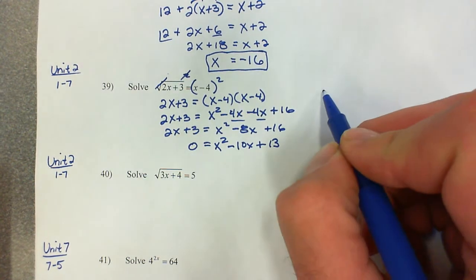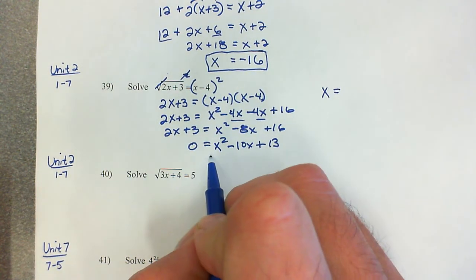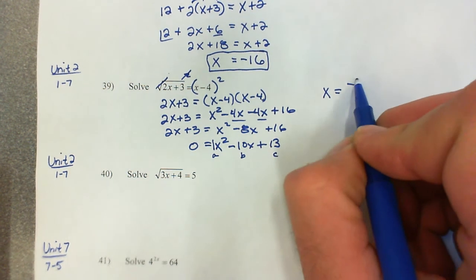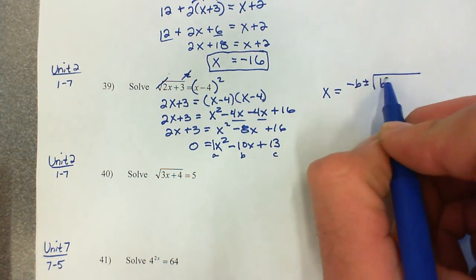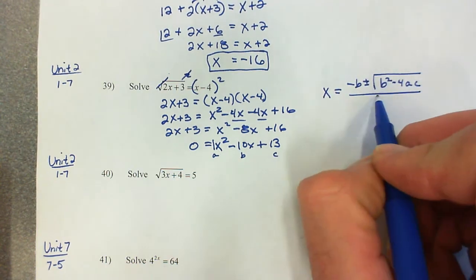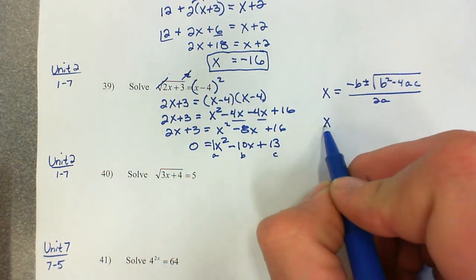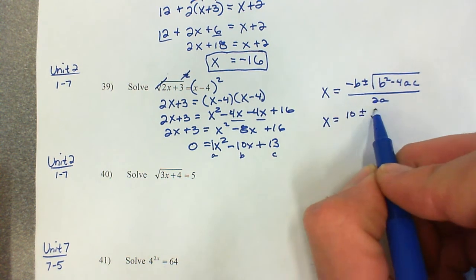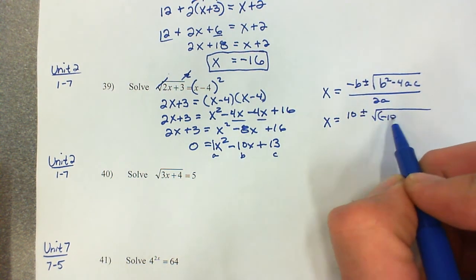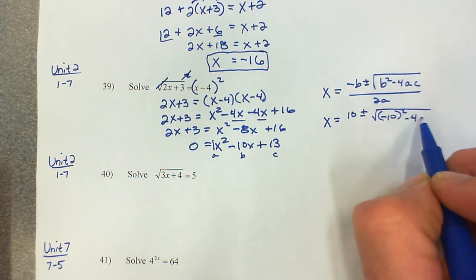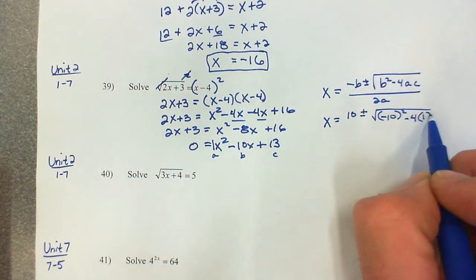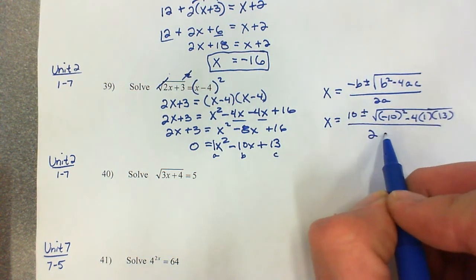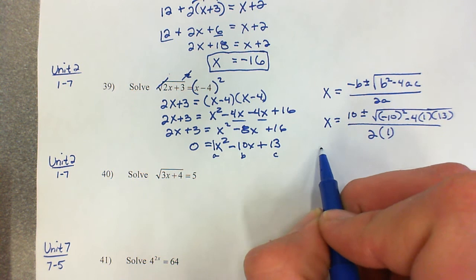So that means we're going to have to use the quadratic formula. So x equals, remember this, there's a 1 here, so that's our a, our b, and our c. So this is opposite of b plus or minus the square root of b squared minus 4ac all over 2a. So x equals, opposite of b would be positive 10 plus or minus the square root of negative 10 squared minus 4 times a was 1, times c, which is 13, all over 2 times a, and a was 1.